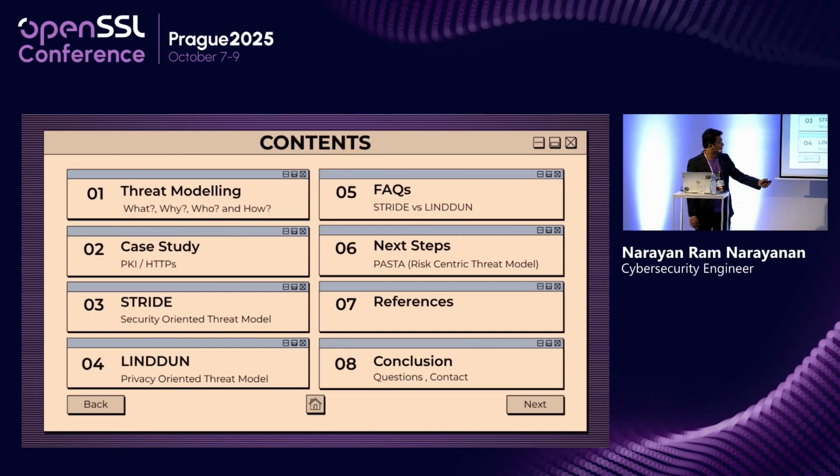So here is the roadmap for today. We're going to be talking about an introduction to threat modeling, followed by its importance, why it's needed, and key frameworks like STRIDE and LINDDUN. And we are going to be doing a case study involving a two-tier PKI system.